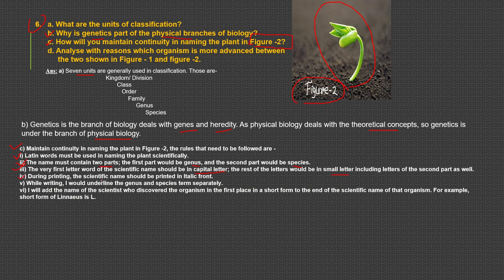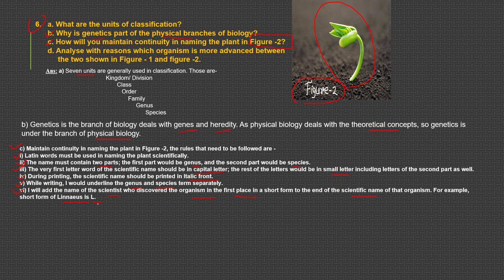During printing, the scientific name should be printed in Latin font. While writing, I would underline the genus and species terms separately. I will add the name of the scientist who first discovered the organism, in short form, to the end of the scientific name of that organism. For example, the short form of Linnaeus, that is L. So for example, if you think this is rice or paddy, it will be Oryza sativa. It will be a scientific name.